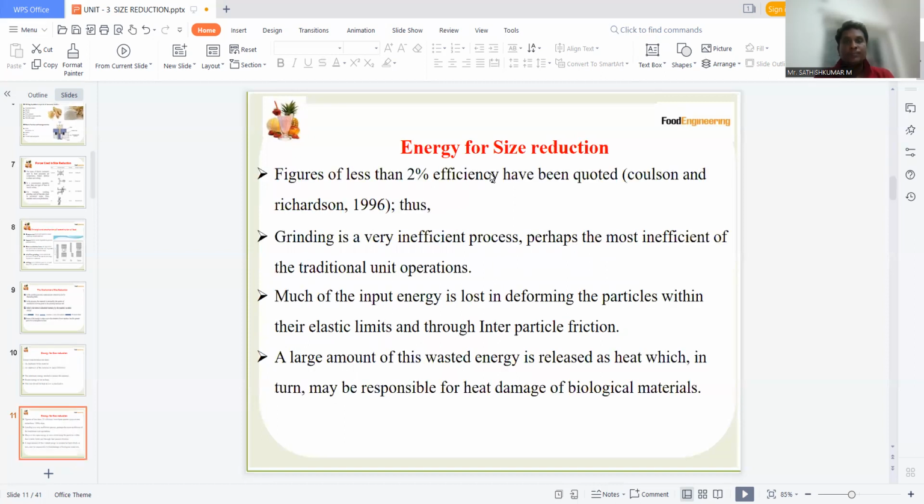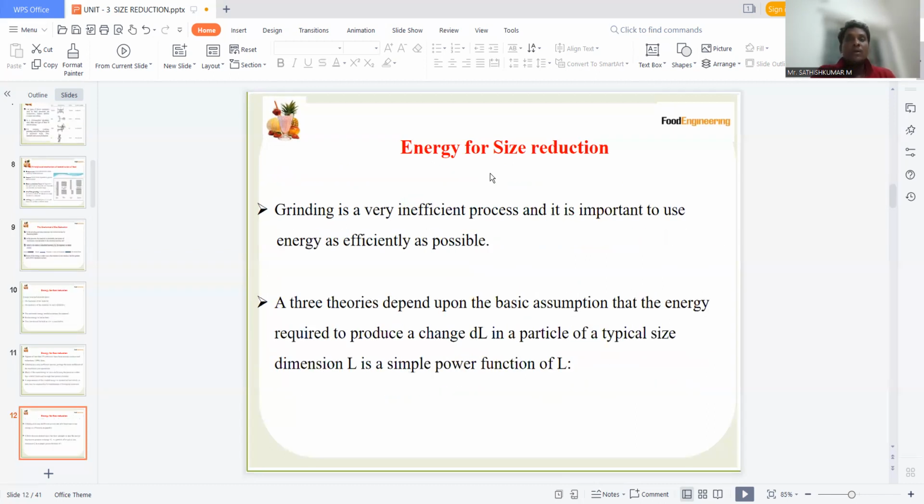Efficiencies of less than 2% have been quoted. Grinding is a very inefficient process, perhaps the most inefficient of the traditional unit operations. Much of the input energy is lost in deforming the particles within their elastic limits and through interparticle friction. A large amount of wasted energy is released as heat, which in turn may be responsible for heat damage to biological materials. Grinding is a very inefficient process, so it is important to use energy as efficiently as possible.